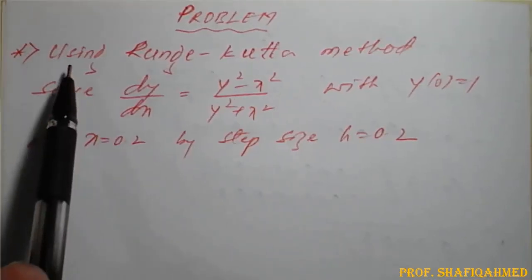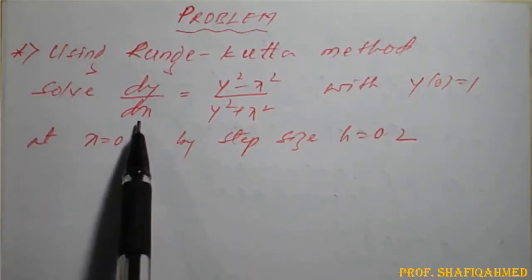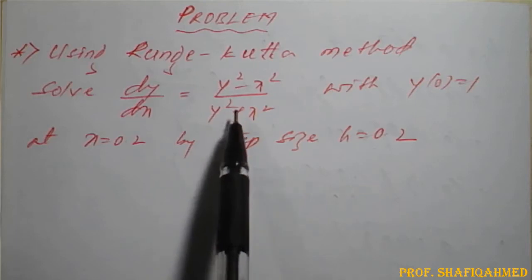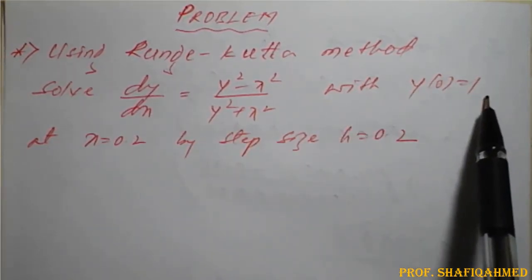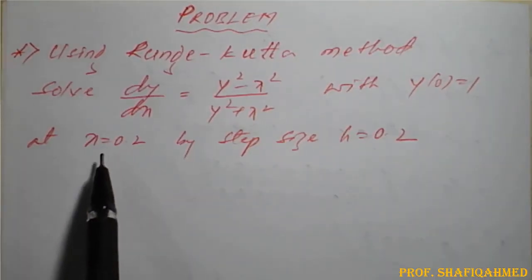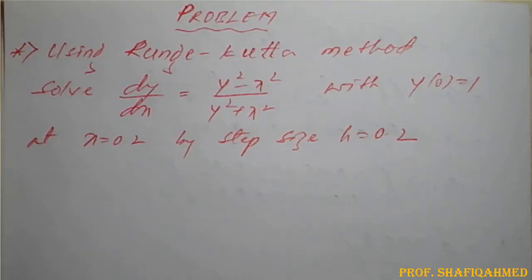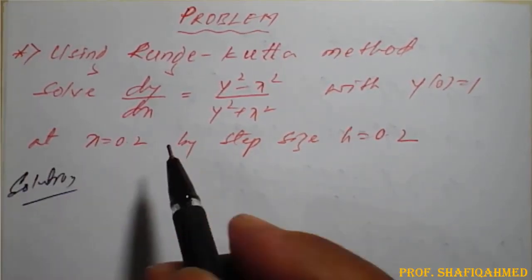Hello students, the problem is using Runge-Kutta method solve dy by dx is equal to (y square minus x square) divided by (y square plus x square) with y of 0 equal to 1 at x is equal to 0.2 by step size h is equal to 0.2 here. The solution, so given data we need to collect.